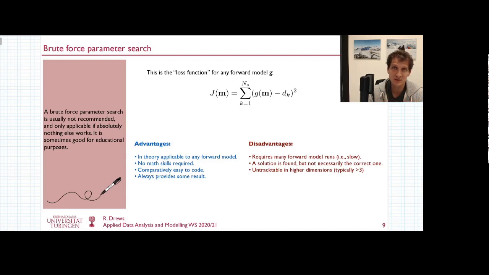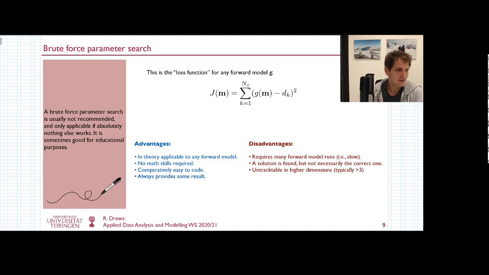So is there a somehow smarter way of how we can do this? And the answer is yes. There are many smarter ways, but all of them require some knowledge of the forward model. And in this video, we will now restrict ourselves to the case of linear forward models.